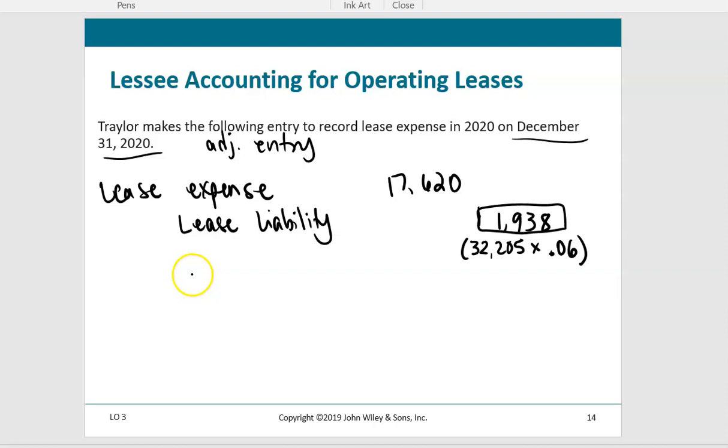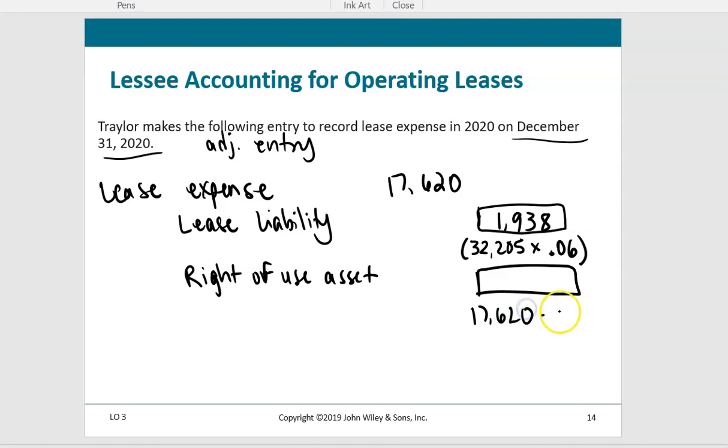The other component of this journal entry, reduce the right of use asset. So we're going to credit to reduce right of use lease asset. And by how much? By the difference between lease expense and the amount of the increase to our lease liability due to interest, or time value of money. So we're just plugging this number into the right of use asset so that we can make sure that our lease expense is the exact same every period. This works out to be a decrease in the right of use asset of $15,682.